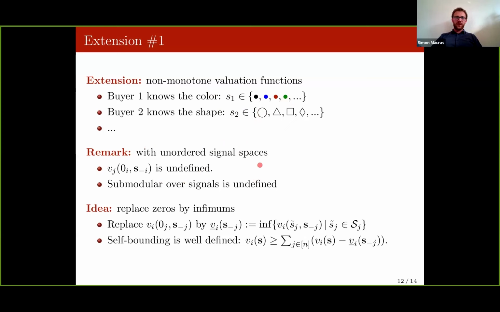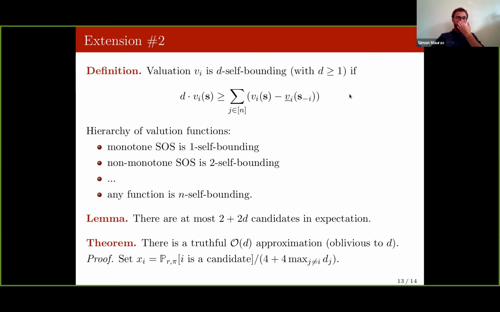But all of this is okay because, I'm not going to give too much detail, you can replace the lower estimates by some other definition. And the self-boundingness property that we've been using so far is still well defined even without ordered signal spaces. So all good. We can extend all of what we said previously to non-ordered signal spaces and non-monotone valuation functions. Great.